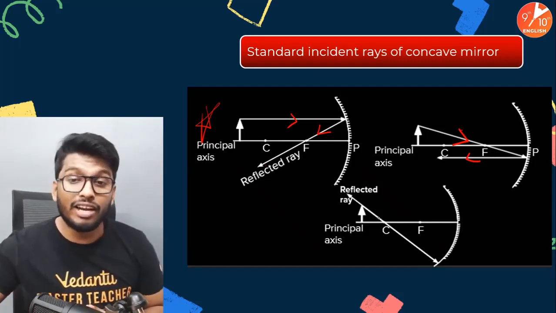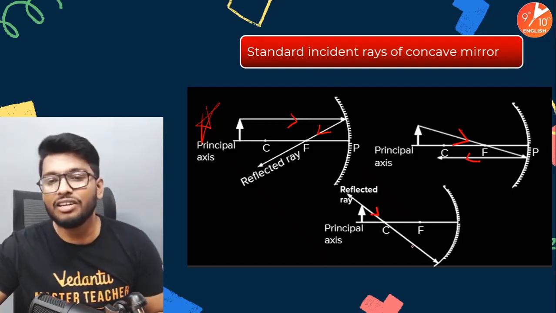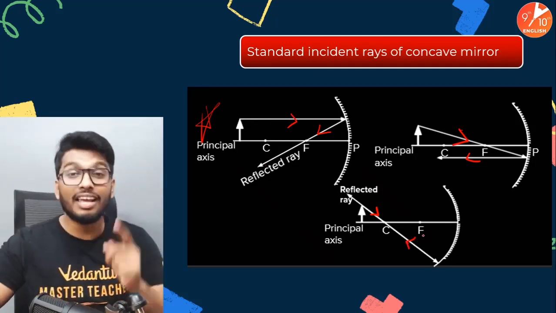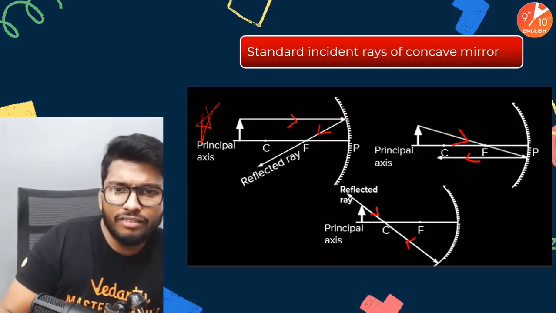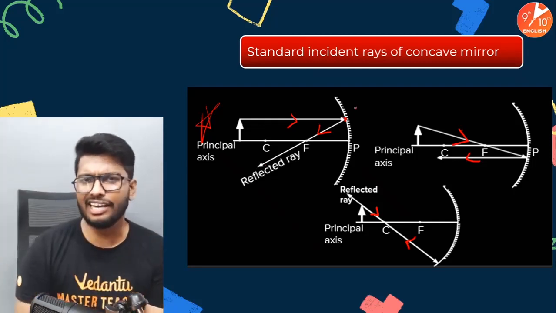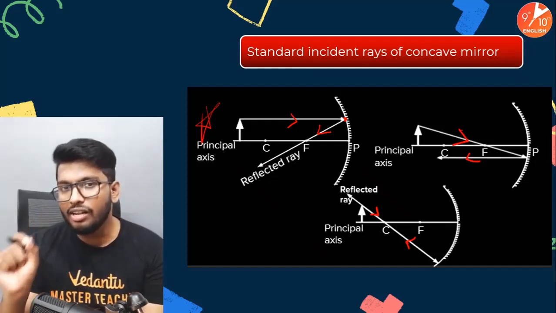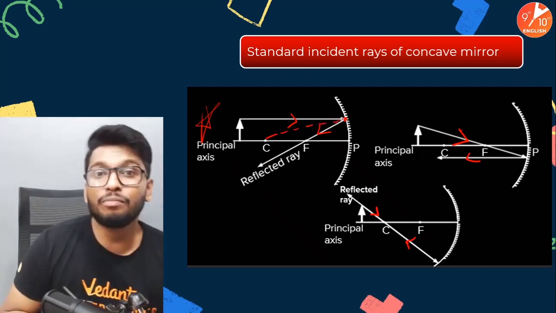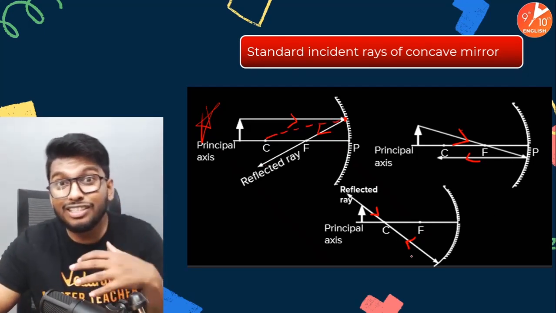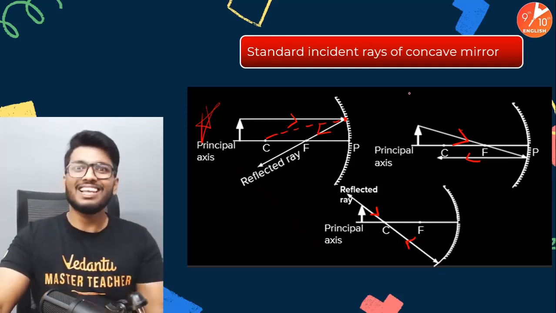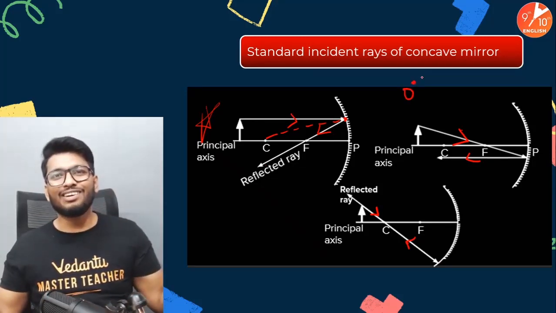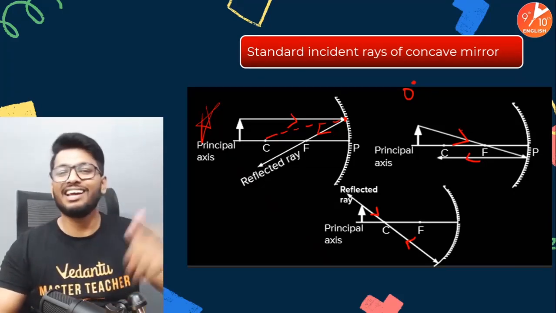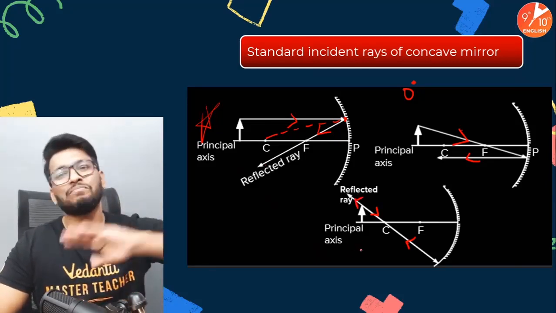And finally, a ray of light passing through the center of curvature after reflection will get reflected back in the same exact path. Let me tell you why. Because, guys, let's say this is the ray of light and it is incident at that point. If I want to draw the normal to that point, I have to basically draw a straight line from the center of curvature to that point. That is my normal. Now here, if a ray of light is passing through the normal, then what is the angle of incidence? 0 degrees, right? Because it's not forming any angle at all. The ray of light is incident exactly at the normal, 0 degrees. So the angle of reflection will also be 0, which means that it will get reflected back in the same exact line. That's it. Okay, guys.